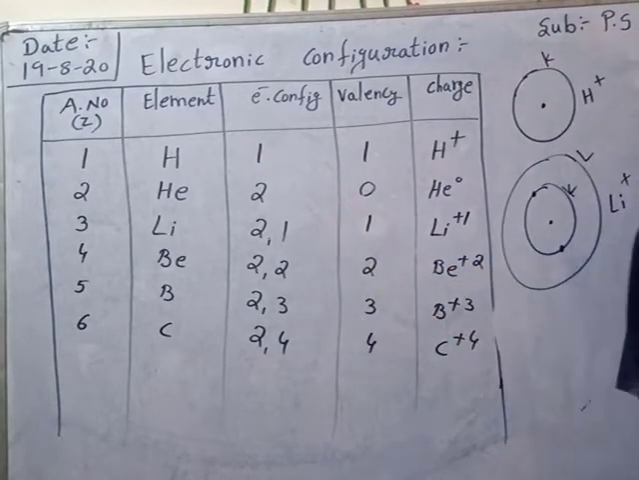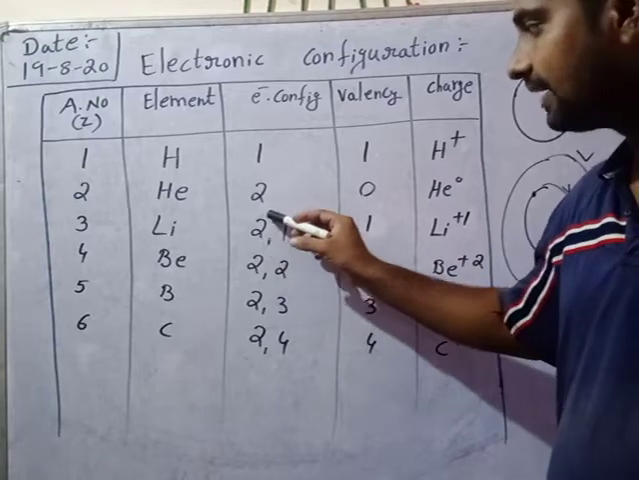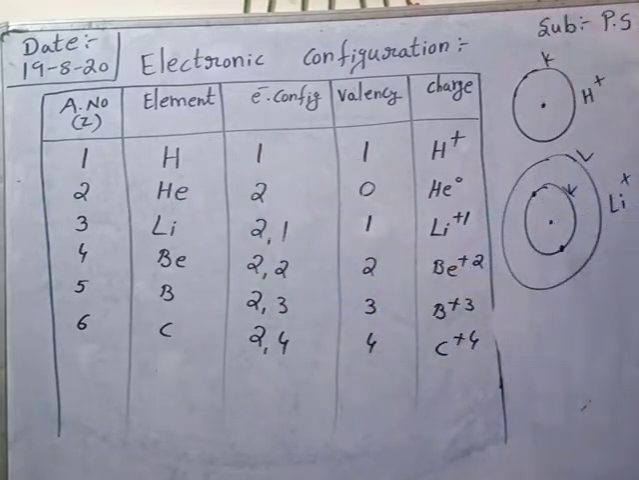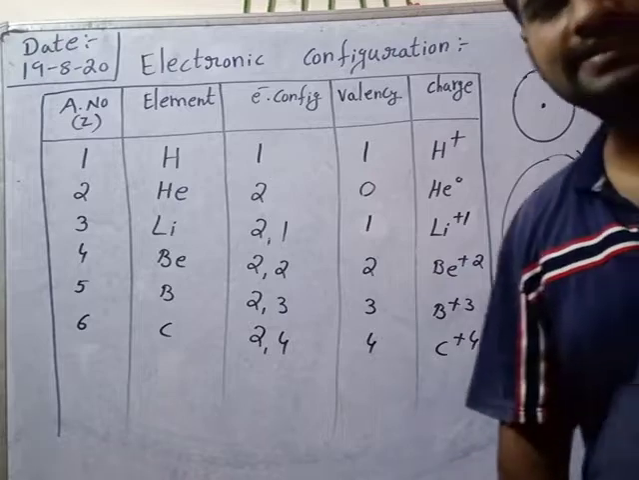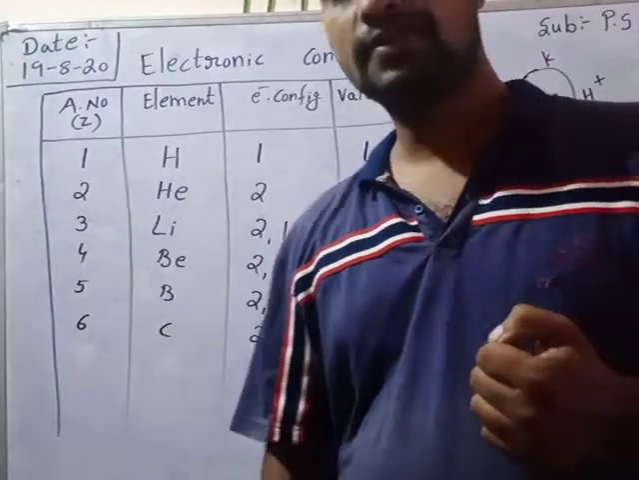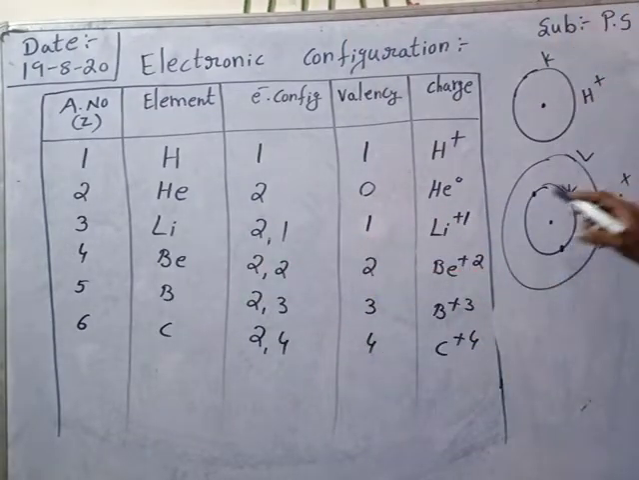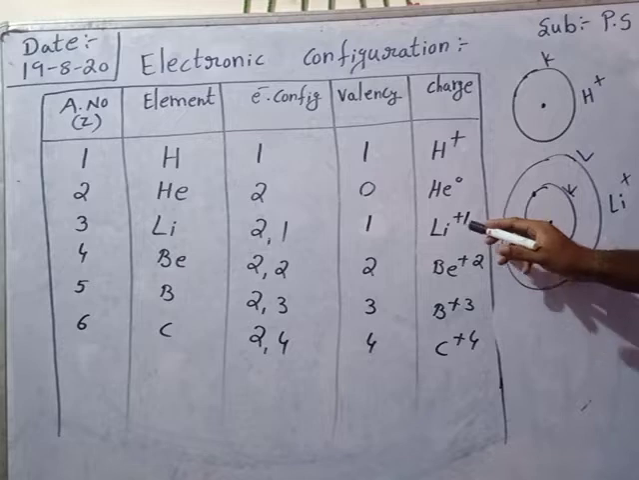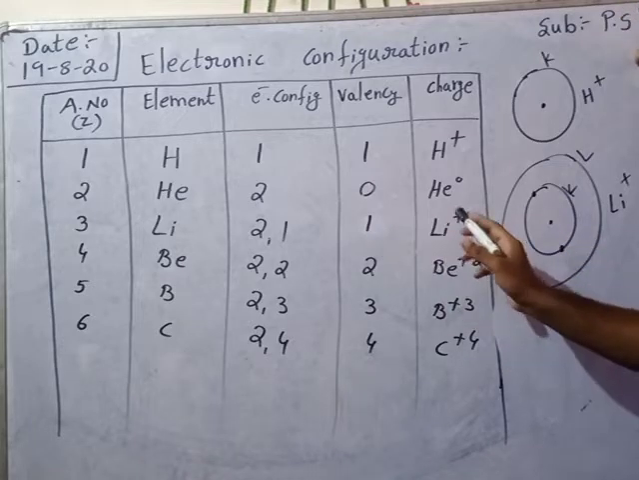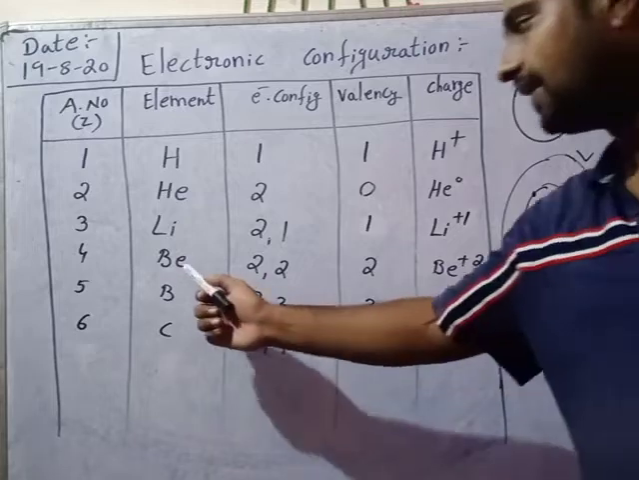After losing 1 electron, now only 2 electrons remain, and 2 electrons indicates helium. So every element reaches the nearest zero group element. Lithium loses 1 electron, so Li plus 1 charge. So plus 1 charge indicates valency 1. Clear all of you?